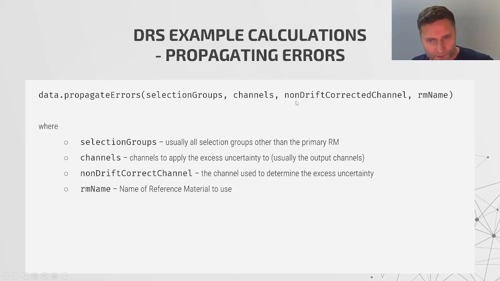But you also have to pass it a non-drift corrected channel. So it has to be before you do your drift correction, because when you do your drift correction, you're getting rid of a lot of the variation that you see in your results. So you tell it what channel you want to work out your excess uncertainty on, and you also tell it the name of your primary reference material. And what that will do is it will calculate that excess uncertainty, and it will record it in the channels for the given selection groups.